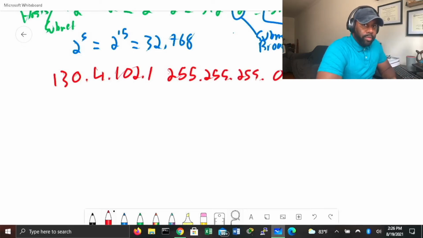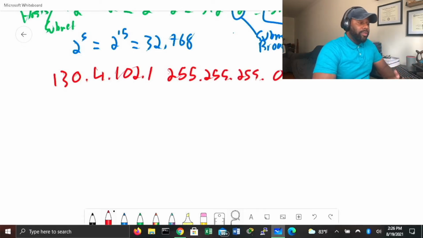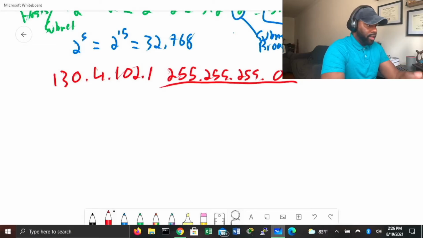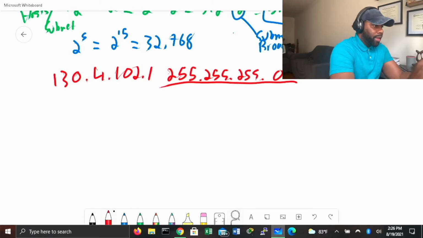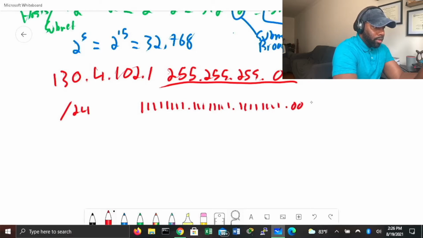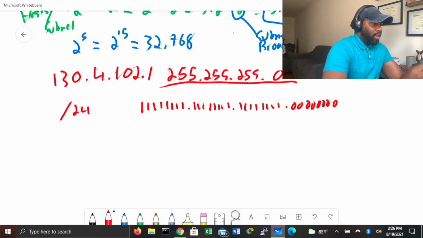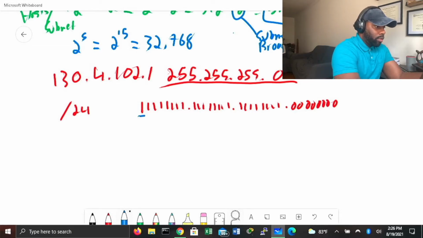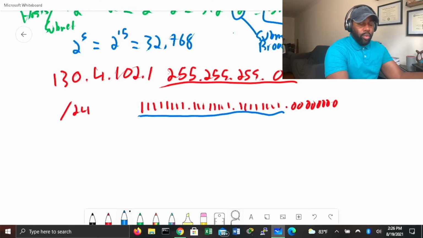So what's the first thing we do? That's right. We're going to convert this to the prefix, right? We already know off rip that once we see 255 three times in a row, that's going to be /24, because we know it's going to be 24 ones in a row. Boom. That's the prefix, right? Now, what's the next thing we have to figure out?